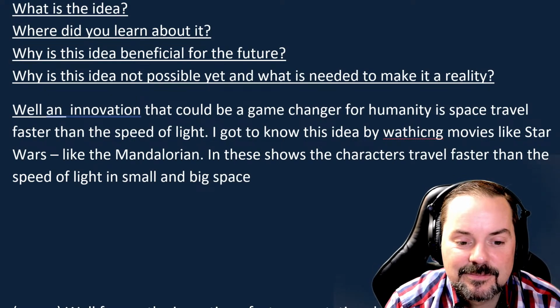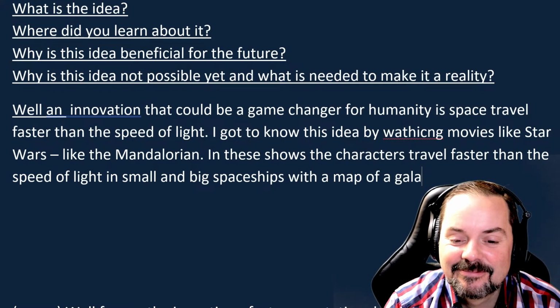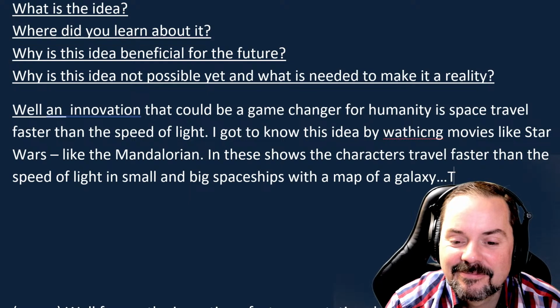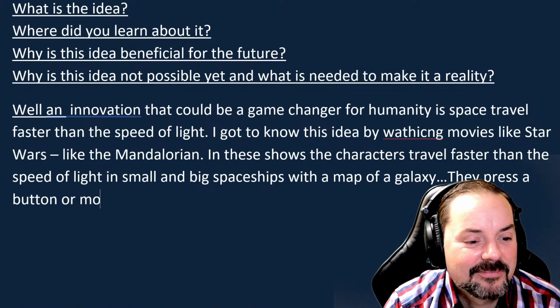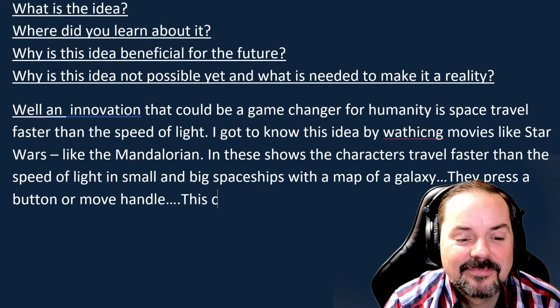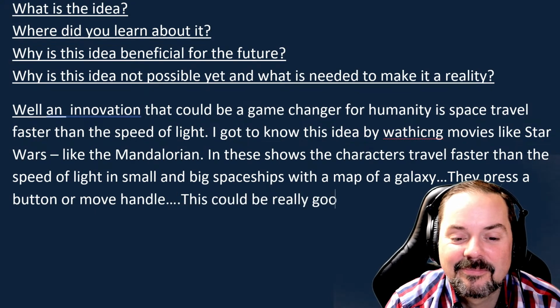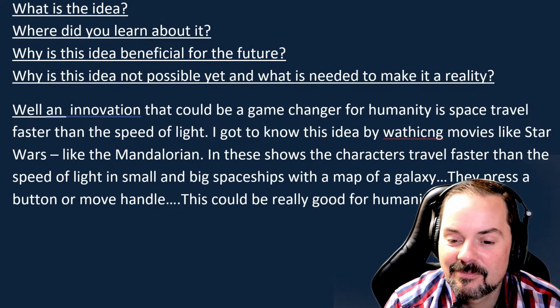And I don't remember well. I think they press a button or they move a handle or something, and they travel really fast. This could be really good for humanity, because we can search for alternative planets similar to Earth.